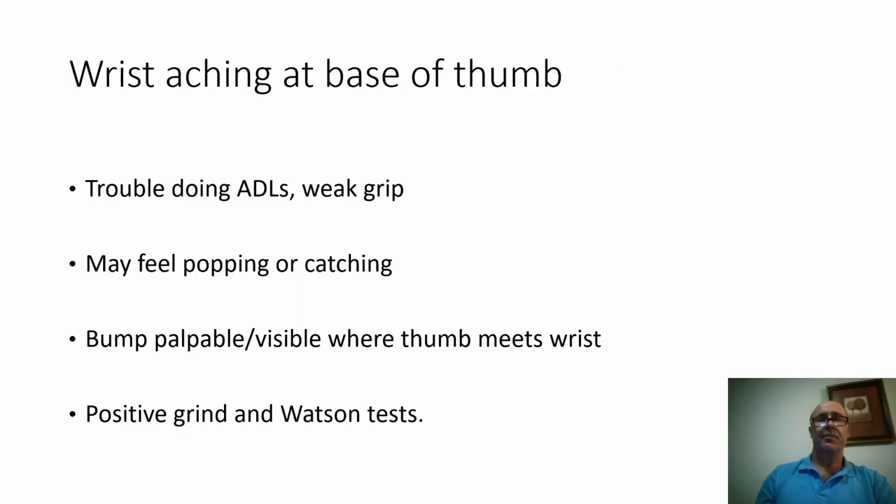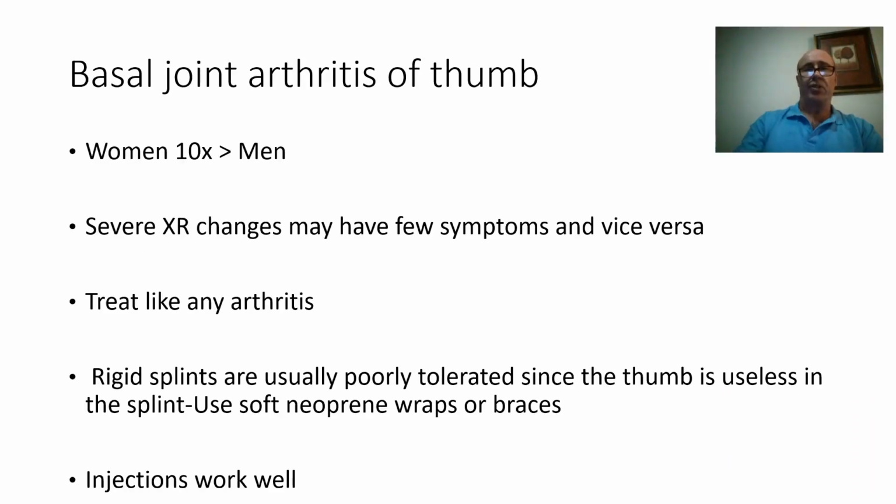Another common complaint is the wrist aching at the base of the thumb. Patients may have trouble doing normal activities of daily living, housework, chores. They have grip weakness. They feel something like crepitus in the thumb. There may be a visible bump. Often you find the patients have a sort of adduction deformity of the thumb, and your thumb grind and Watson tests are usually positive. So this is a diagnosis for basal joint arthritis, 10 times more common in women.